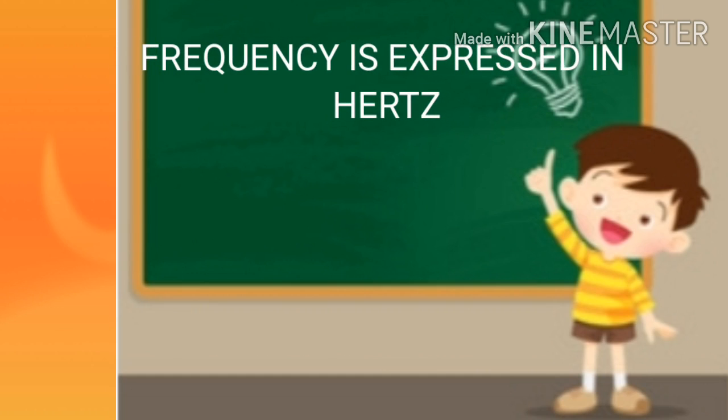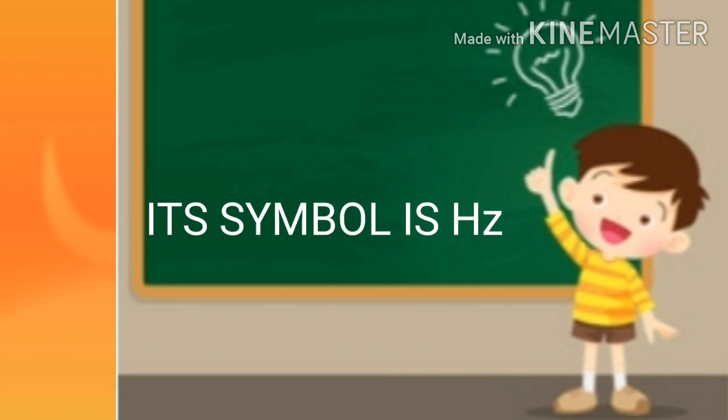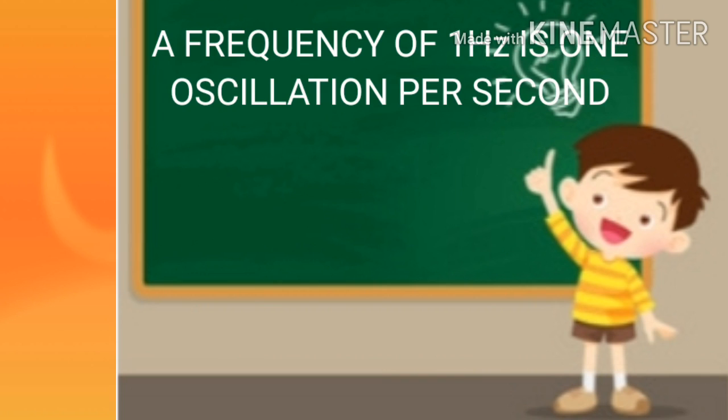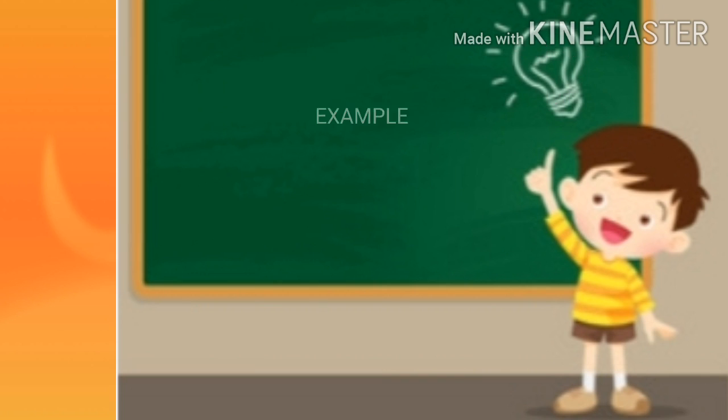Frequency is expressed in hertz. How are we expressing the frequency? We are expressing it in hertz. Okay, its symbol is capital H, small z. So this is the symbol for hertz. A frequency of 1 hertz is 1 oscillation per second. If an object oscillates 20 times in 1 second, what could be its frequency? Its frequency could be 20 hertz.